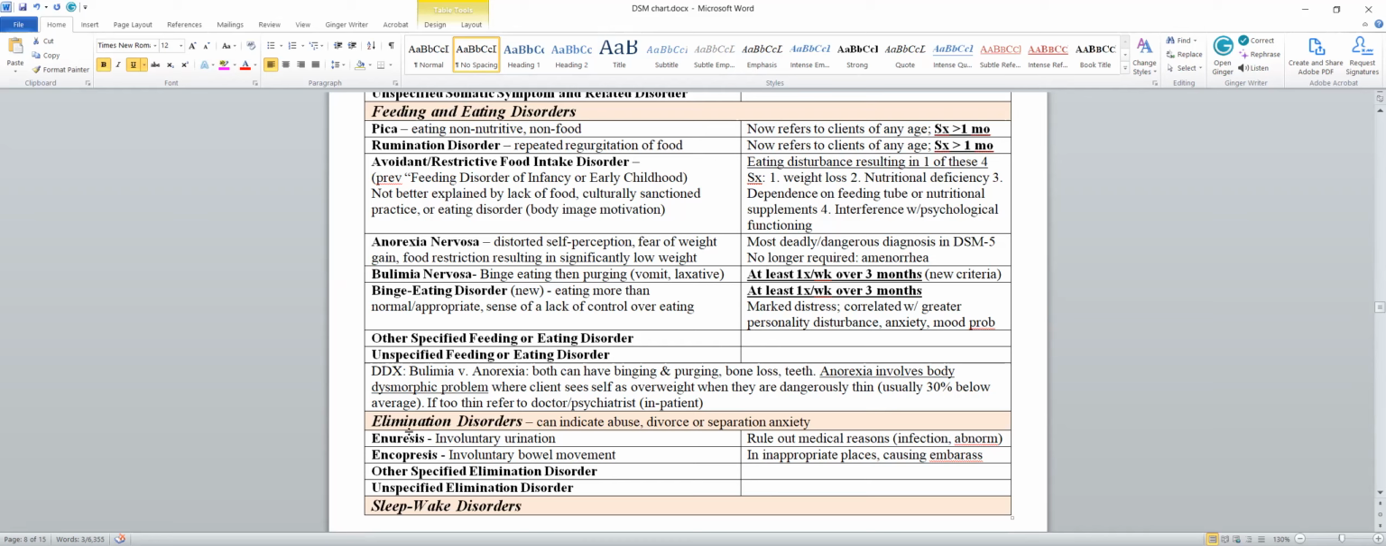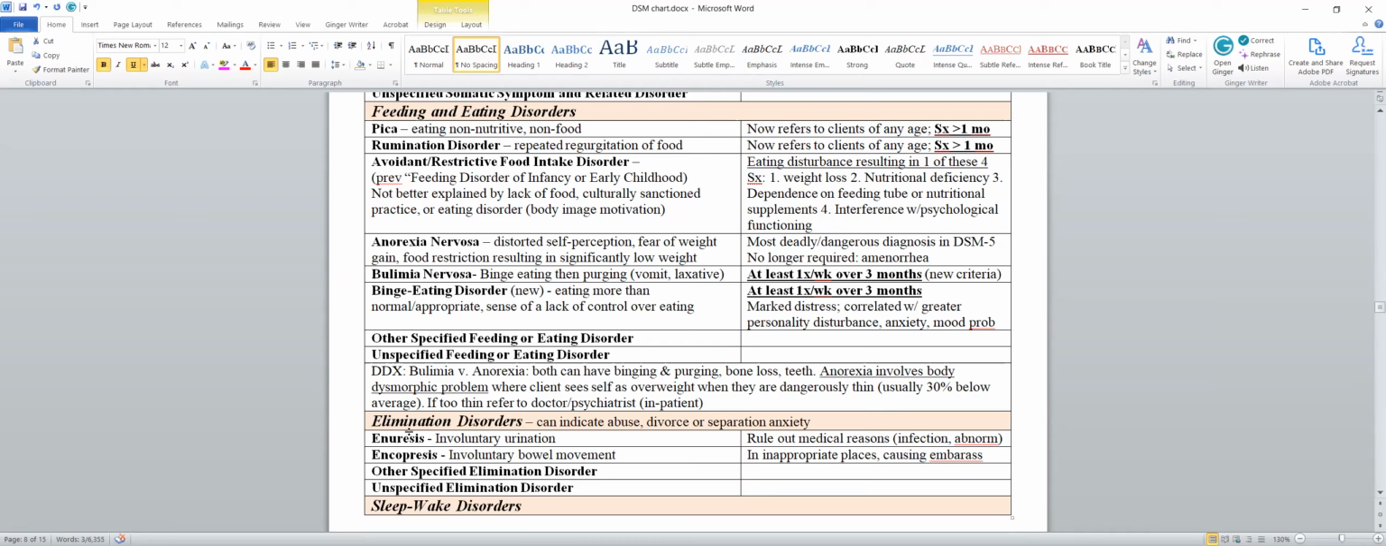Anorexia nervosa is distorted self-perception, fear of weight gain, food restriction resulting in significantly low weight. Most deadly and dangerous diagnosis in the DSM5. No longer required is amenorrhea. That is anorexia nervosa.